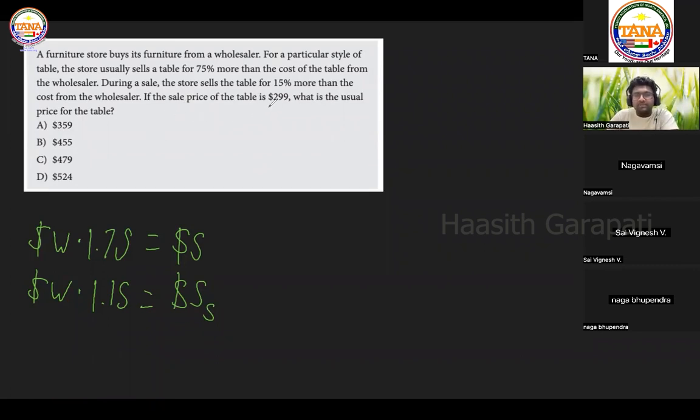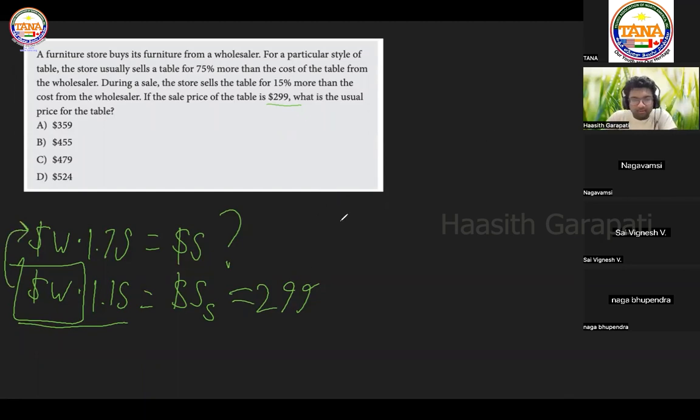Okay, so during a sale, the sale price of a table is $299. So what is the usual price of the table? Basically, they're saying, okay, if the sale price is equal to 299, then what is the normal price? And that should be pretty easy. Basically, we take this equation that we set up here and we find the wholesale price, and then we use the wholesale price to find the normal store price.